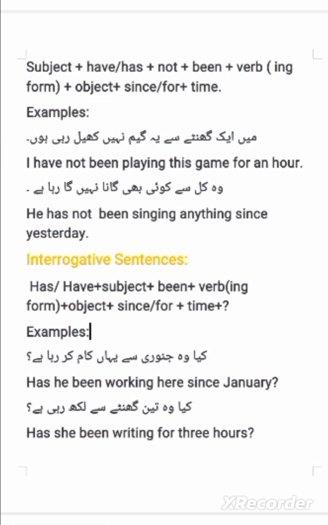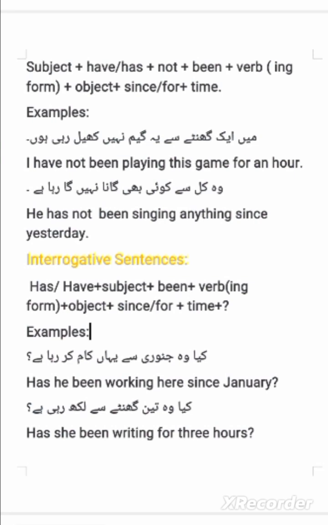Okay, and now we will talk about how we make the interrogative sentences of the present perfect continuous. Simply we have to put the helping verbs at the start of the sentence, right? Has, have, and then subject, and then been, and then ing form, and then object, and then we will use since, for, and then time, and then the compulsory thing is question mark. Alright, so let's look at the examples.